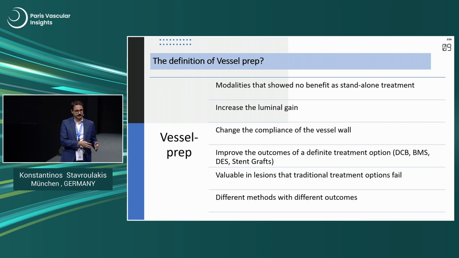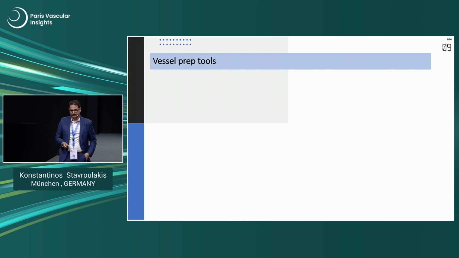to definitive treatment. And this is not only drug-coated balloon. This can be a drug-eluting stent, a bare metal stent, drug-eluting stent grafts, etc. And these methods, as Koen said, of course, are expensive and cost a lot of time. That's why we should use them when traditional modalities fail. And we should always keep in mind that vessel prep is not an entity. There are many different modalities used with different indications, and so they also have different outcomes and results.